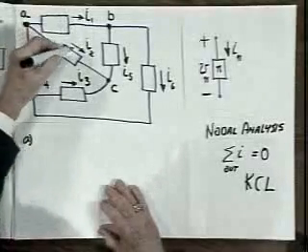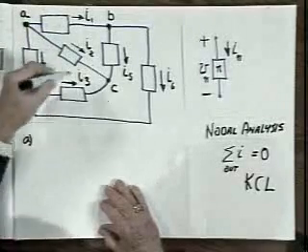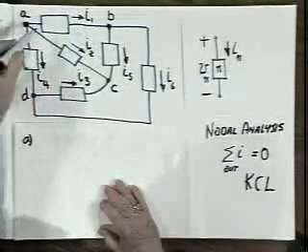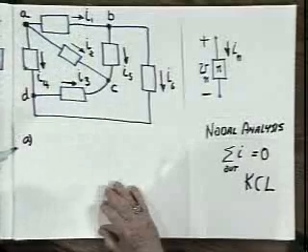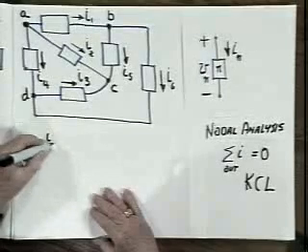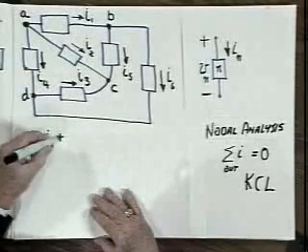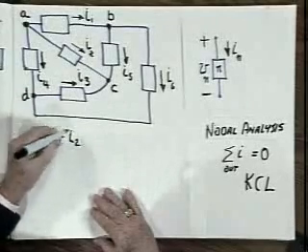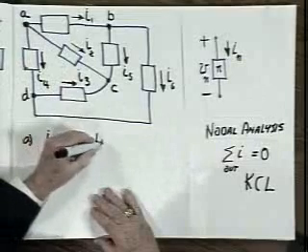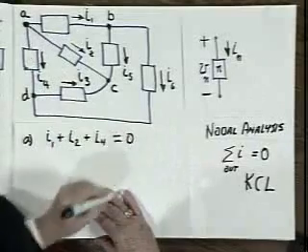There are 1, 2, 3 elements attached to node A, and it turns out that the arbitrary choice I made of current directions, I1, I2, and I4, all are flowing out of the node A. So Kirchhoff's current law at that node requires simply that I1, the current out through this element, plus I2, the current out through this element, plus I4, the current out through this element, sum to 0.